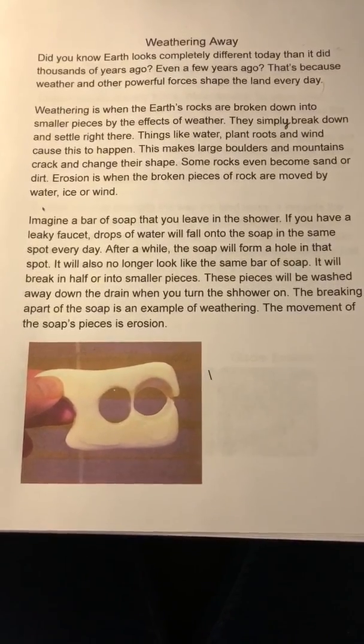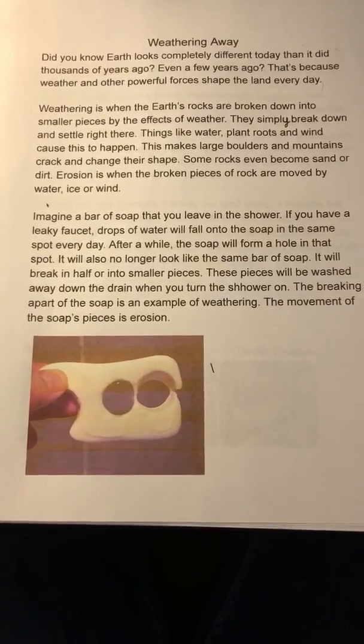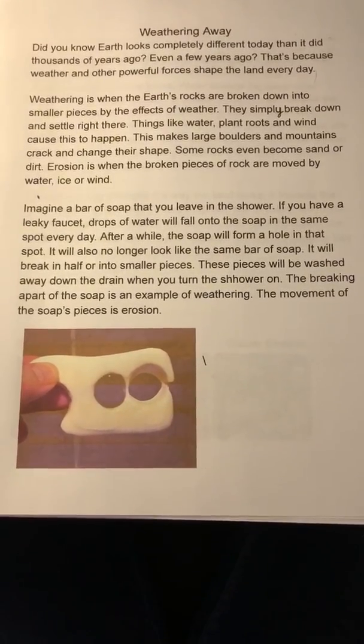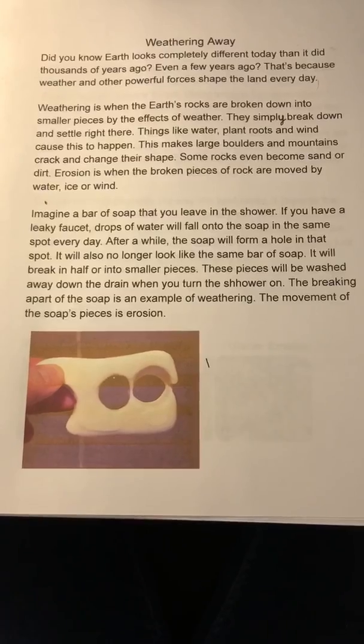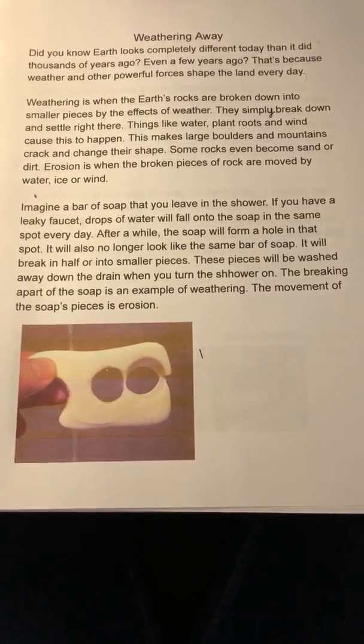Weathering is when the Earth's rocks are broken down into smaller pieces by the effects of weather. They simply break down and settle right there. Things like water, plant roots, and wind cause this to happen. This makes large boulders and mountains crack and change their shape. Some rocks even become sand or dirt.